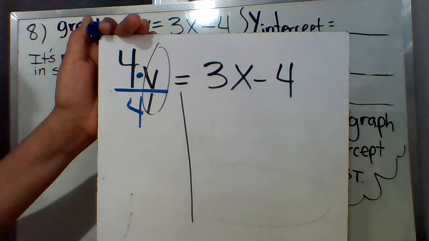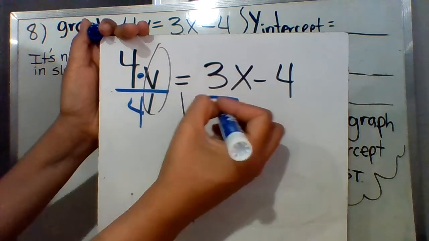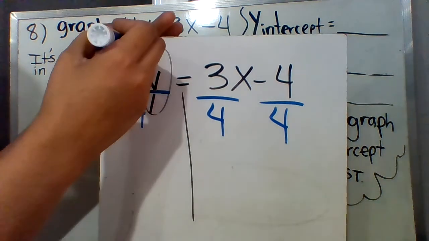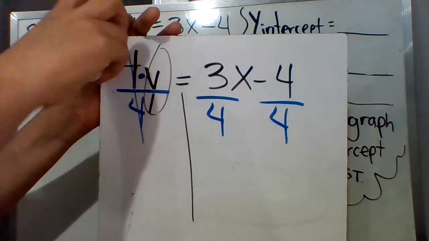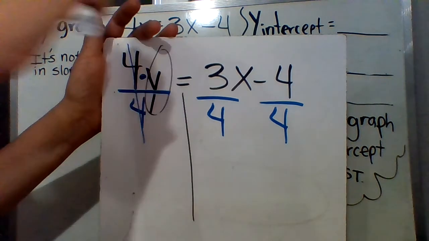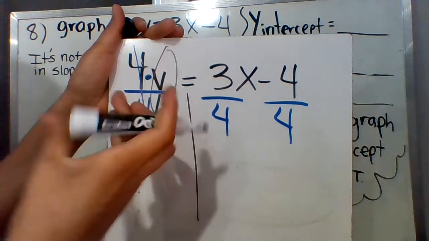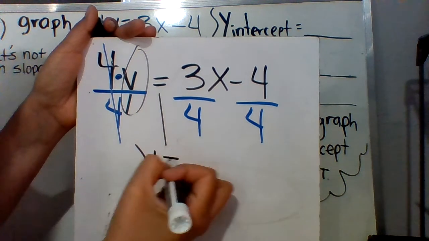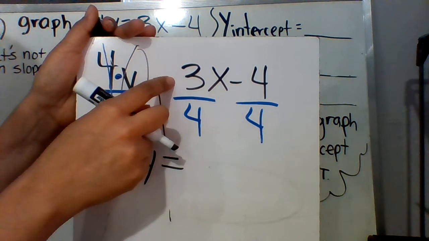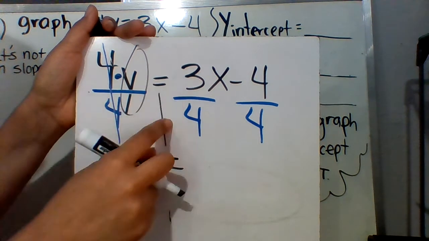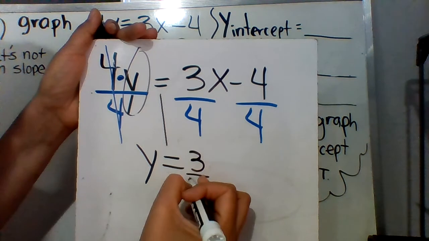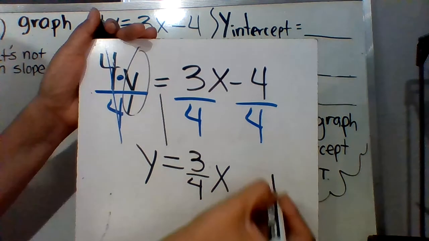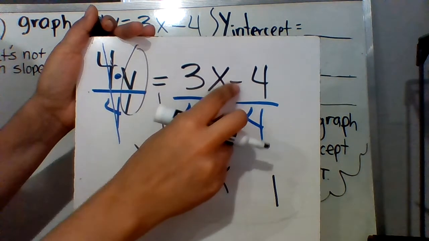But if you do it to one side, you must do it to the other side. You have to do it to the whole side. So we're going to cancel out the 4's. And now the y is alone. And y equals, oops, sorry about that. Y equals, 4 does not go into 3, so it's going to stay as an ugly fraction, 3/4 x. 4 goes into 4 once, and a negative over a positive is just going to stay negative.